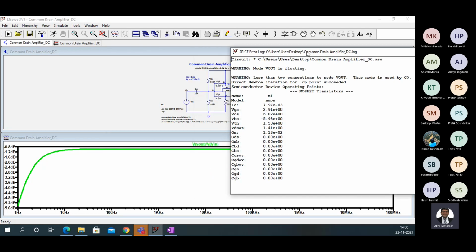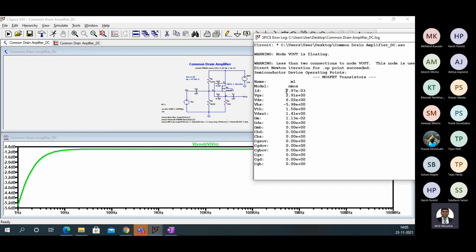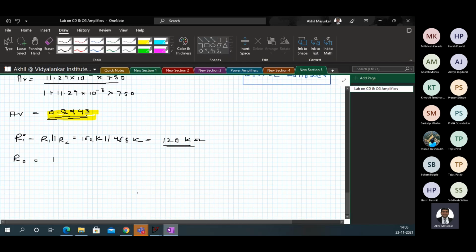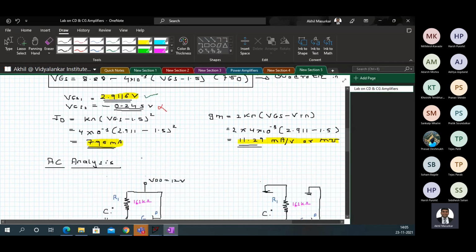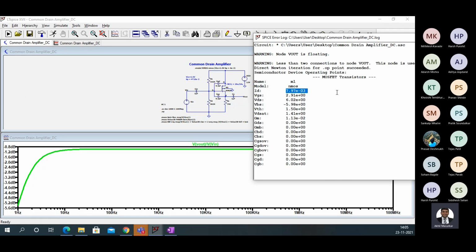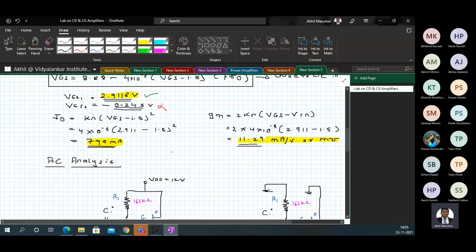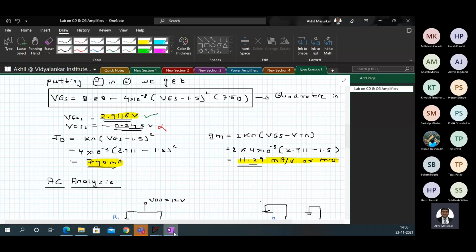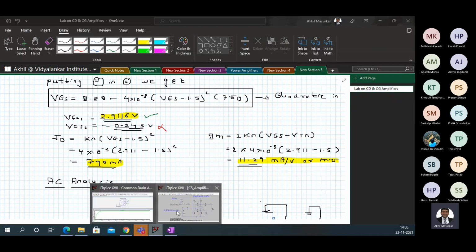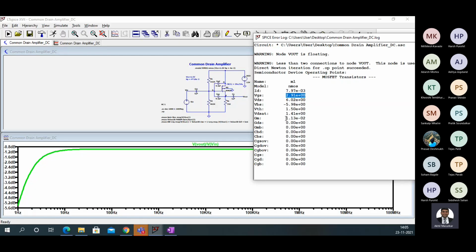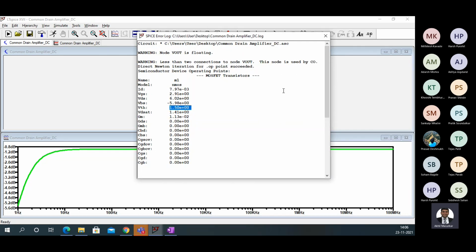So now you can see here that ID is 7.97 milliampere. How much have we got for ID? ID is 7.96. Okay, pretty close. Then we have VGS as 2.91. So we have VGS also as 2.91, and GM. Let's see the value of GM. GM is also what we have calculated. So we get all the values like VDS, VGS, VBS, threshold voltage, everything is there in this.